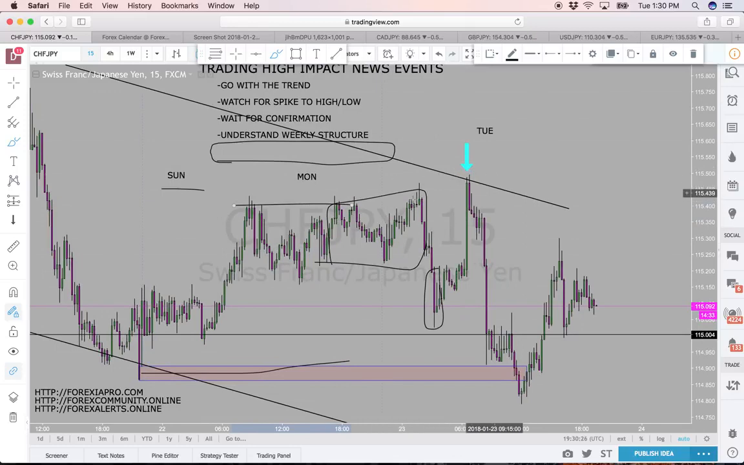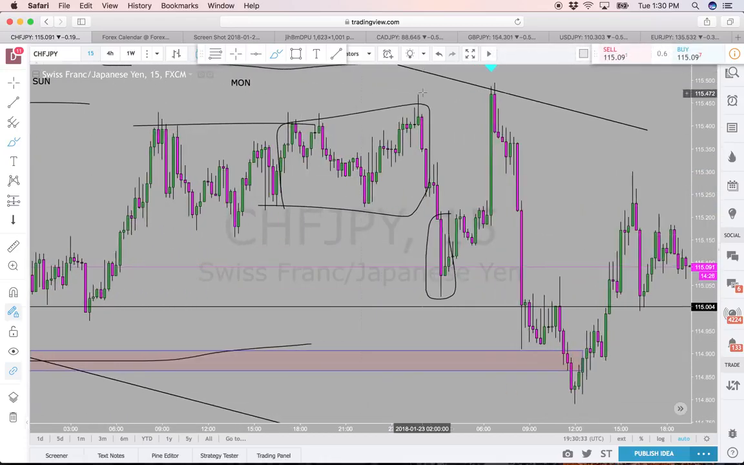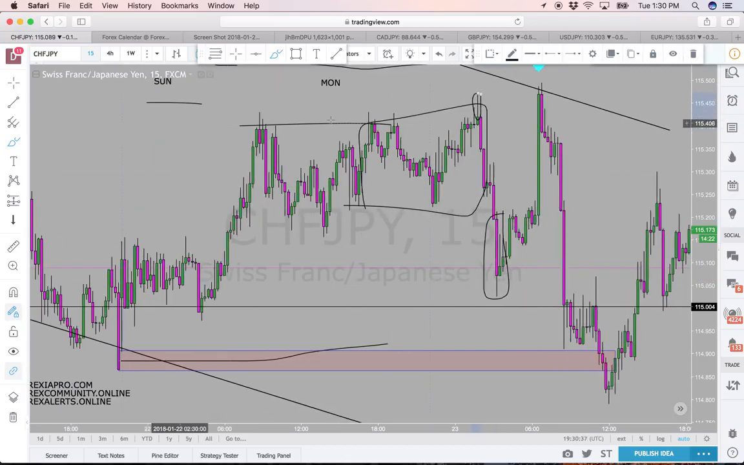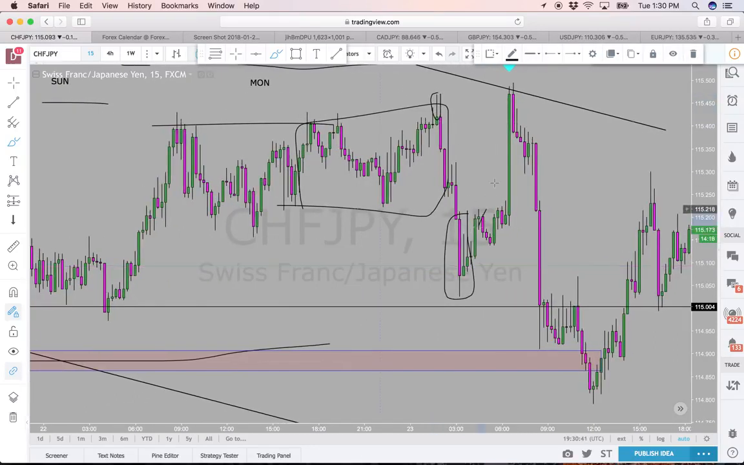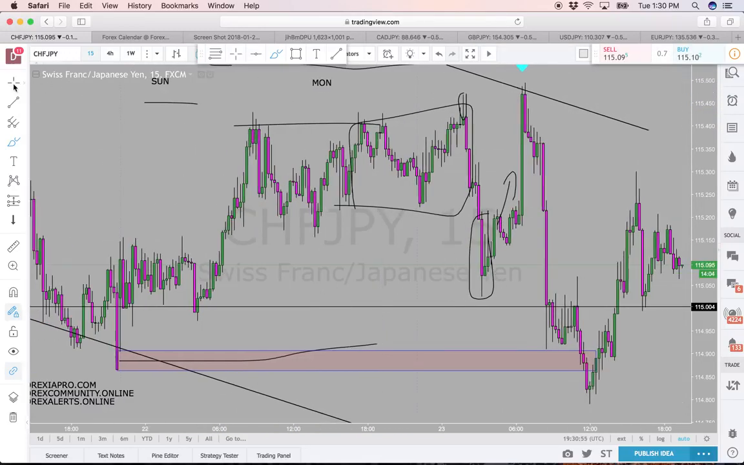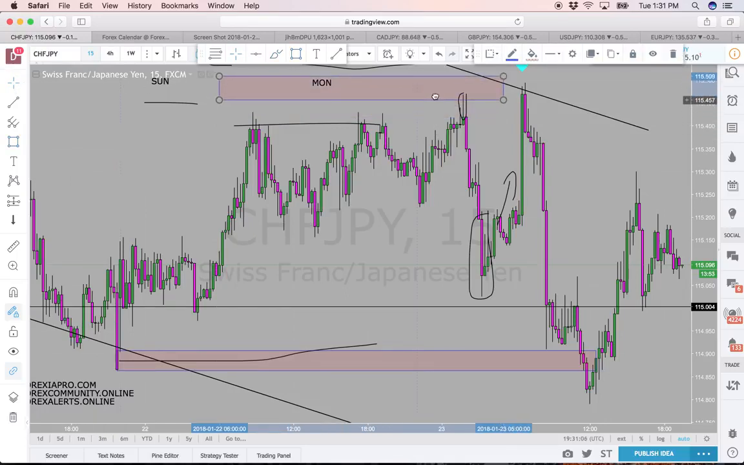And then come Tuesday, here's the high of Tuesday before the news event. So it threw a wick above the high of the previous day, and then come the news event, it hits all the stops in one candlestick that are above the high of the week, right? This is a completely new week, so this is the high of the week. Actually, this wick right here would be the high of the week, and all the stop losses would be above that high. All the stop losses of the retail traders that sold.